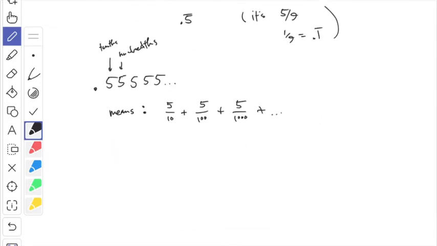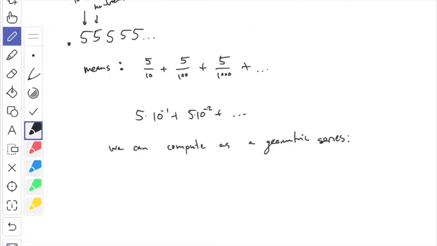In other words, you could write it this way: 5 times 10 to the minus 1 plus 5 times 10 to the minus 2, etc. And this is a series, isn't it? It's an infinite sum, a sum of infinitely many things. That makes it a series. In fact, it is a geometric series because the ratio of any one divided by the previous one is always going to be the same. In this case, it's going to be a tenth, that r. So we can compute the answer as a geometric series.